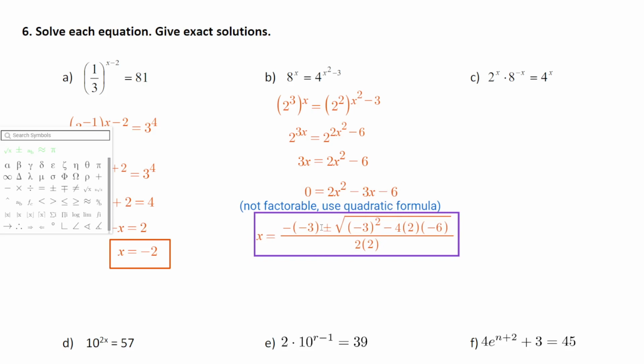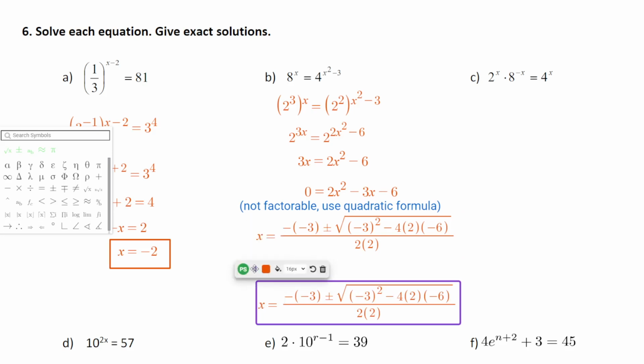So it looks like we've got 2 solutions here. Let's make sure they're real, and I think they are, because this is going to be positive, a negative times a negative. So yeah, we're going to get 2 real solutions. They'll just be irrational. So let's go ahead and simplify this.